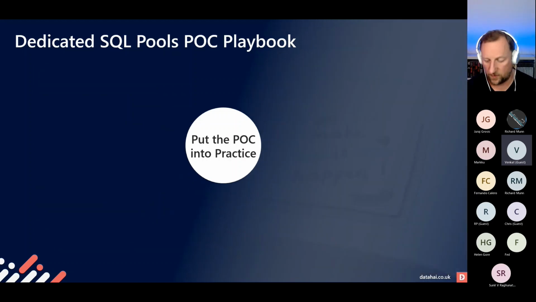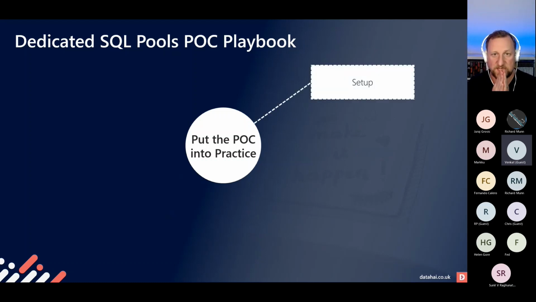And then when we start to put the proof of concept into practice, the first thing we've got to do is our setup. Now, this is going to feed in from our high level architecture. So we need to set up our Azure subscriptions if they haven't already been set up. We need to set up our resource groups. We need to set up the Synapse Analytics workspace and configure that workspace to meet our needs. If that means including networking in there, that could be its own proof of concept. So the setup in itself becomes a proof of concept.